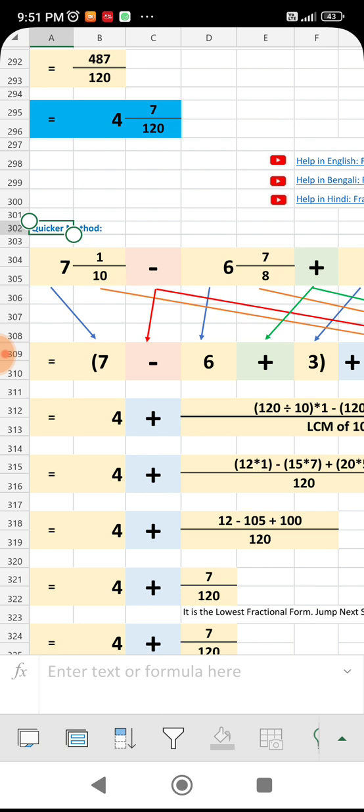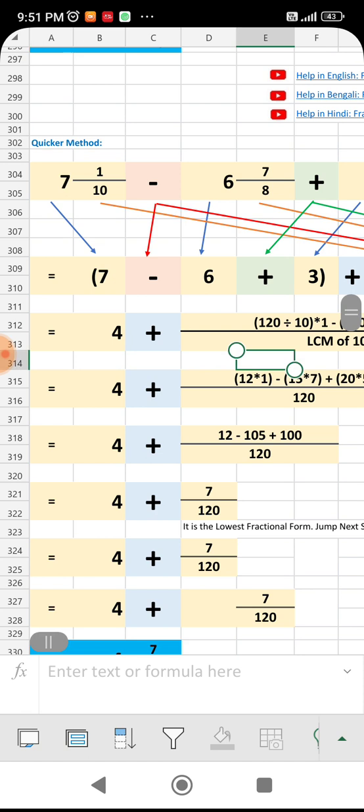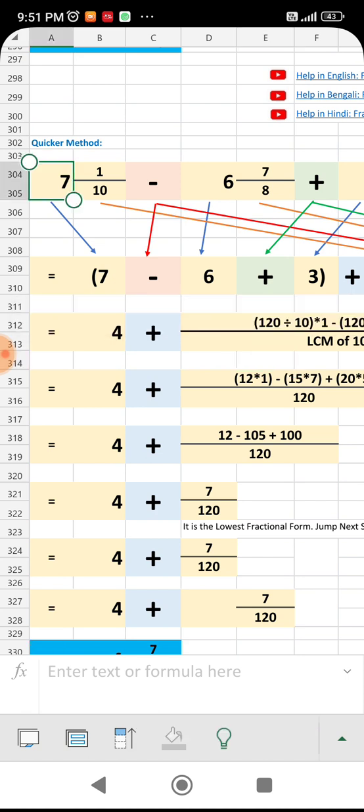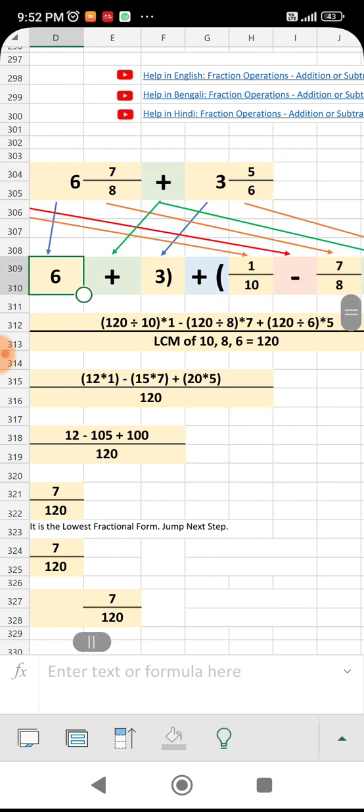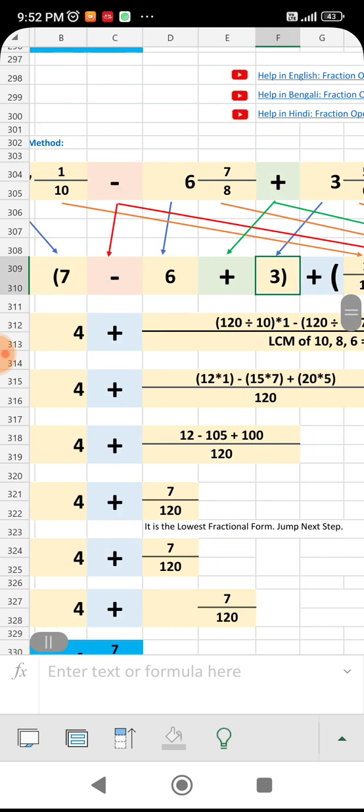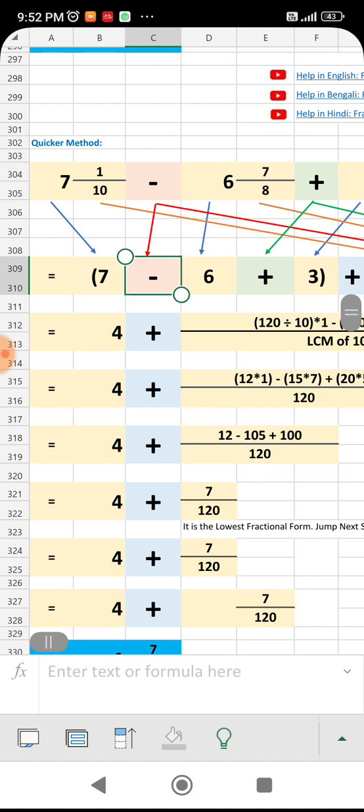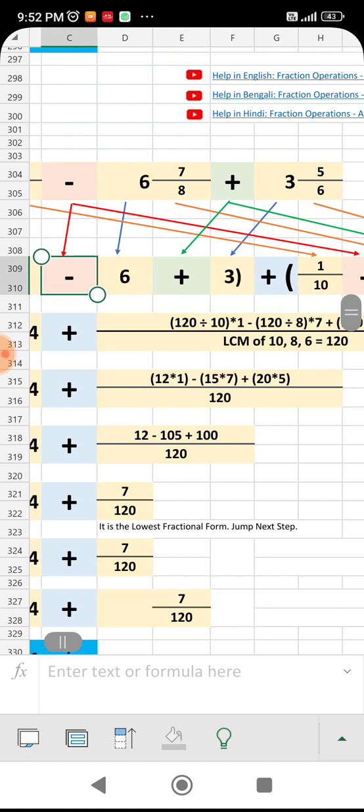Okay, so see here, how can we do this? See, the arrow has been given. So first 7, then here 6 has come and 3 has come, and then this minus has come between these two numbers, and this plus has come between these two numbers. Exactly the same thing.